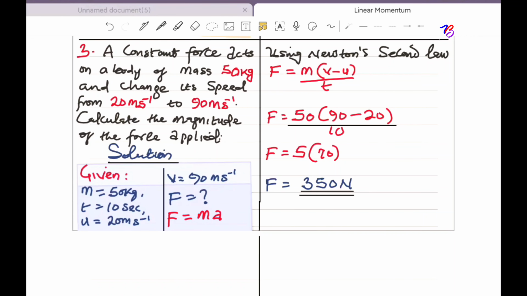This is how you solve some of the questions in WAEC, NECO, even JAMB itself. Take note of this important aspect.